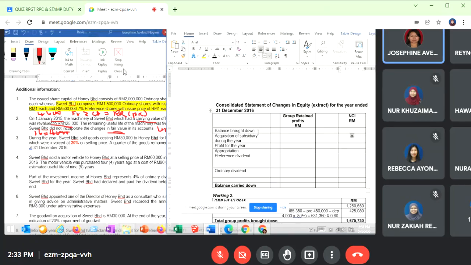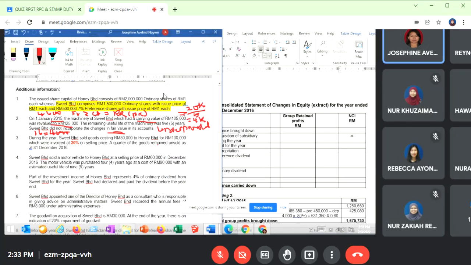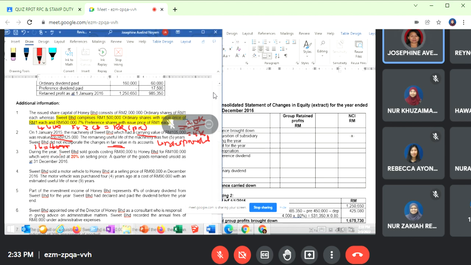Retained profit brought forward. Okay, right. So let's take a look at the adjusting entries.